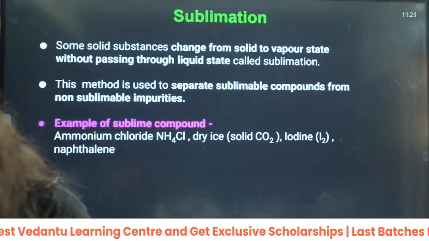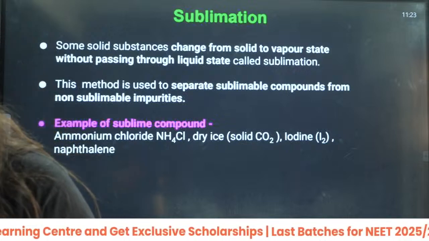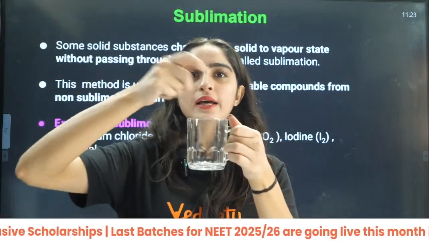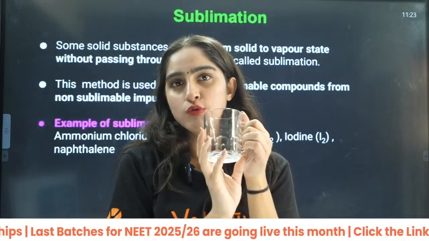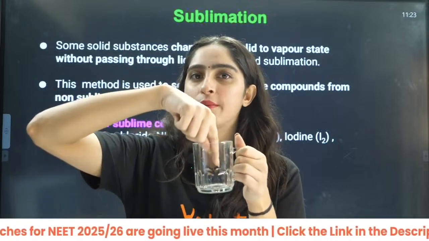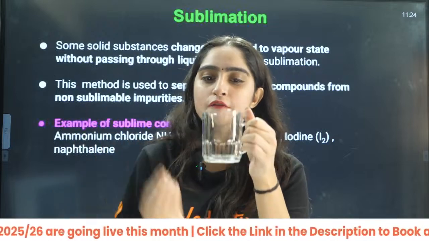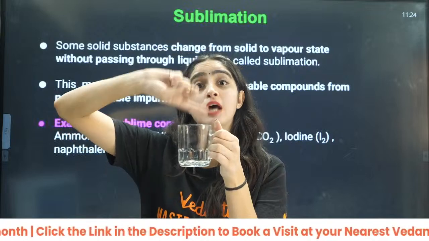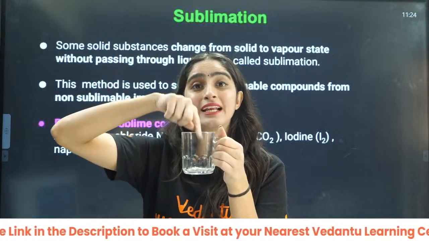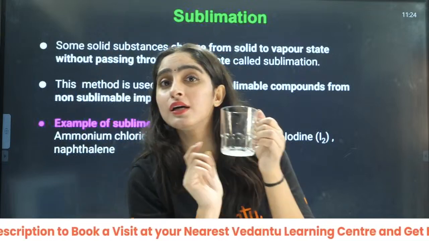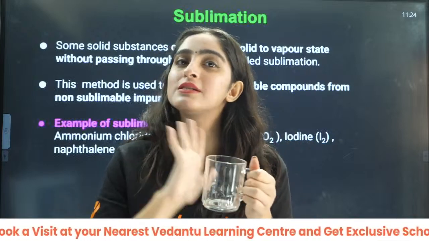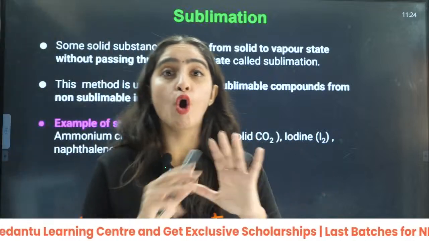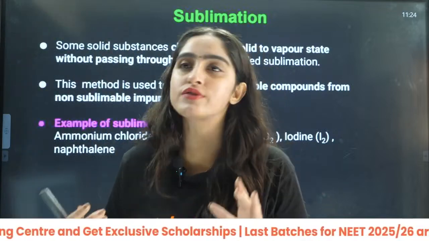Understood that thing, beta? For example, you have a beaker. This is my desi beaker, right? In a beaker, I have two compounds, right? Now I know one is sublimable, the other is non-sublimable. When I supply heat to it, that compound which is sublimable will get directly converted to gases, but the other compound which is not sublimable will stay as it is in the beaker. That is what happens when we purify things with the help of sublimation.